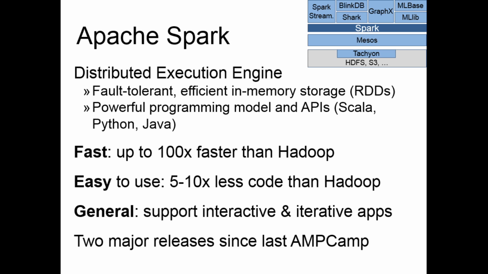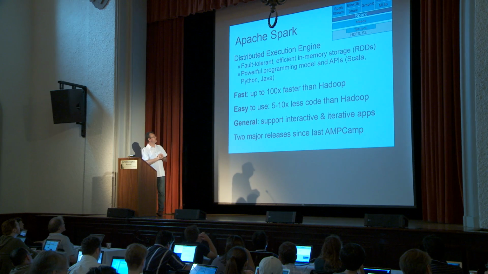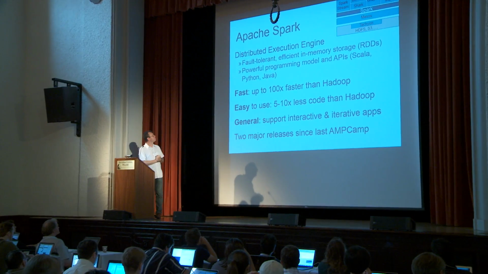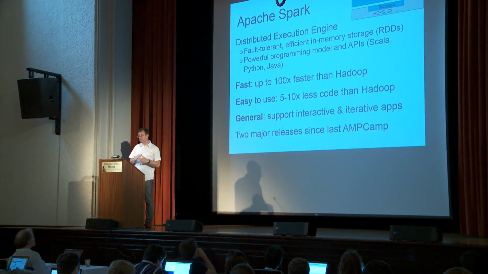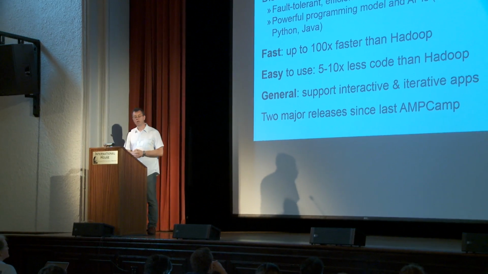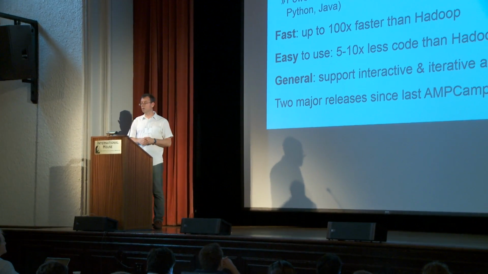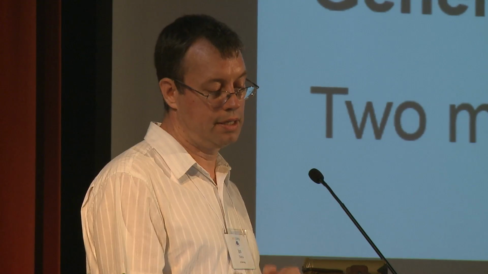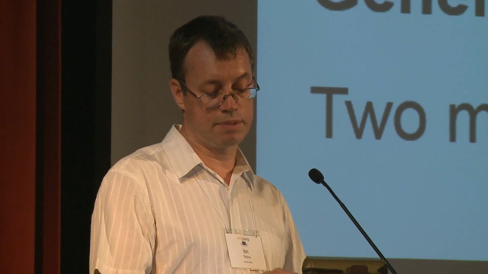Because it can perform in-memory processing, and it also has a much more efficient, low latency scheduler and other improvements. It's fast. It can be up to 100 times faster than Hadoop. It's also easy to use because it's a very powerful programming model which goes beyond MapReduce.